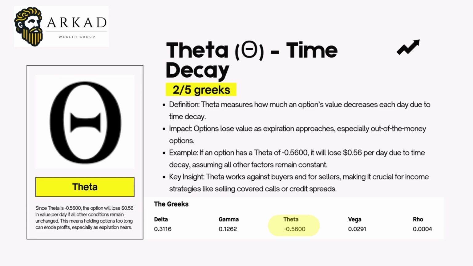Since Theta is negative, it's a disadvantage for option buyers, but a benefit for option sellers. If you're holding an option, Theta is slowly eating away at the option contract's value. Understanding Theta is essential for those trading short-term strategies or selling options to take advantage of time decay.